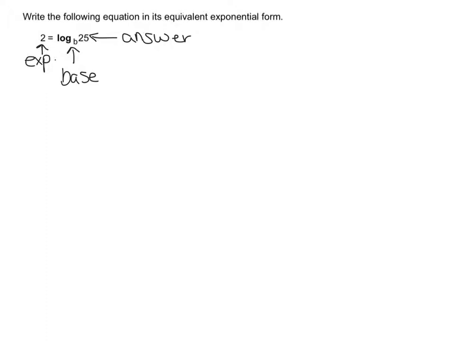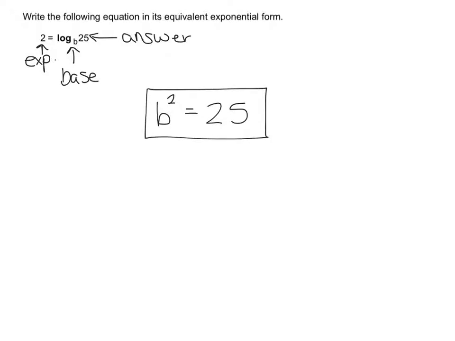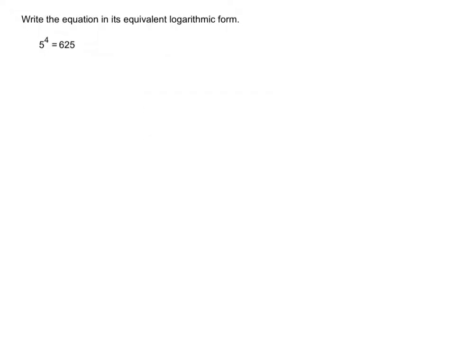So when we write this in exponential form, we have the base, which is b, exponent, which is 2, and that equals an answer of 25. So this is the equivalent exponential form. Write the equation in its equivalent logarithmic form. Now we're going backwards. 625 represents the answer, 5 is the base, and 4 is the exponent.